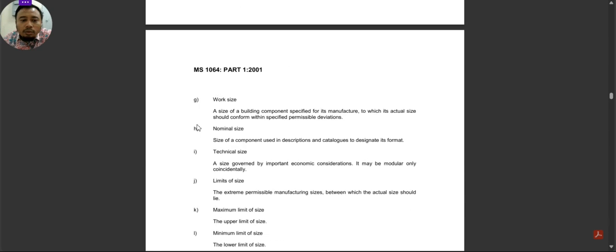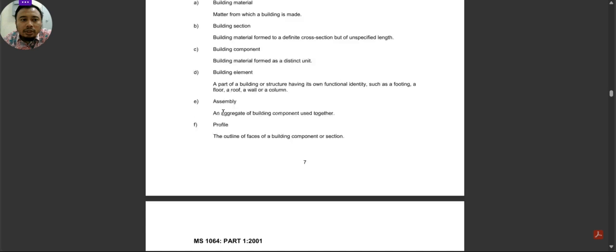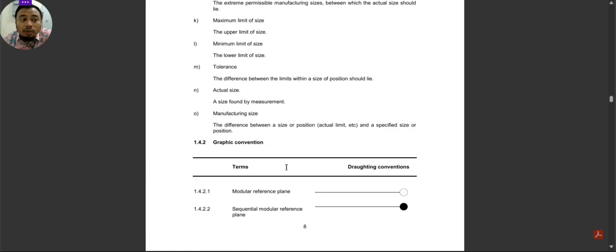Next we're going to go through the terms for building component sizing, and then we're going to go through graphic conventions to help you understand more the terms that we have discussed before, the modular sizing, modular reference zone, and so on.